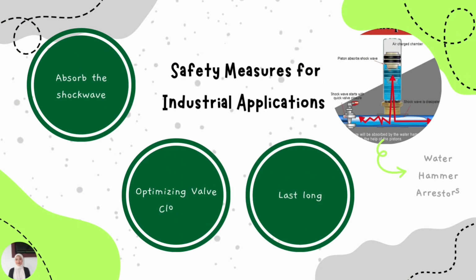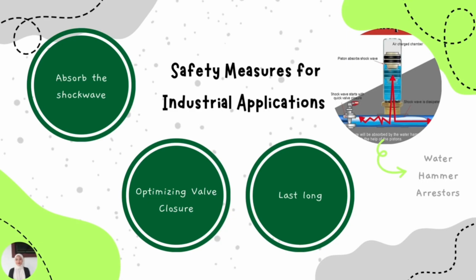The next example is water hammer. The first one is shockwave absorption. The diagram in the image shows how a piston inside an air chamber absorbs the shockwave. When a quick valve closure occurs, it creates a sudden spike in pressure, but the arrestor absorbs and dissipates this shock, preventing damage.